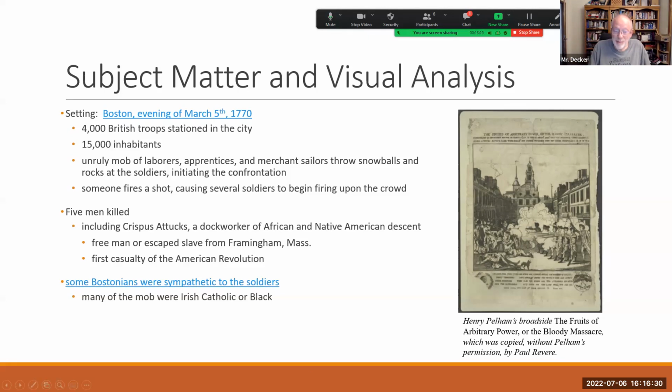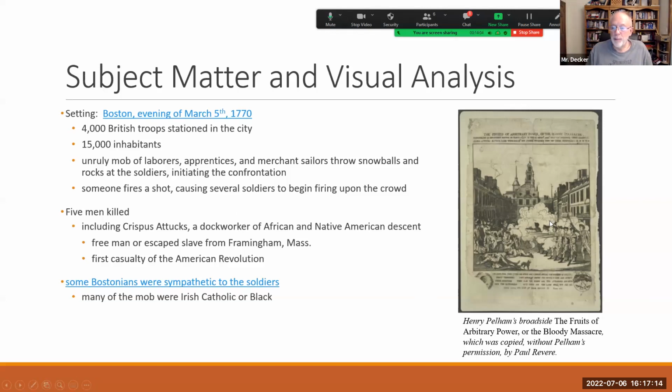Some Bostonians, in fact, many Bostonians, but I'm going directly word for word from the packet, were sympathetic to the soldiers. Many of the mob were Irish Catholic or Black, and there was much discrimination against Irish Catholics and Blacks. So many of the people being killed, in fact, later on we'll talk about Crispus Attucks. In some versions of this, there's a Black man representing Crispus Attucks as one of the fallen colonials. And in other copies, he's not Black. So it depends on whether they want to accentuate that or not.